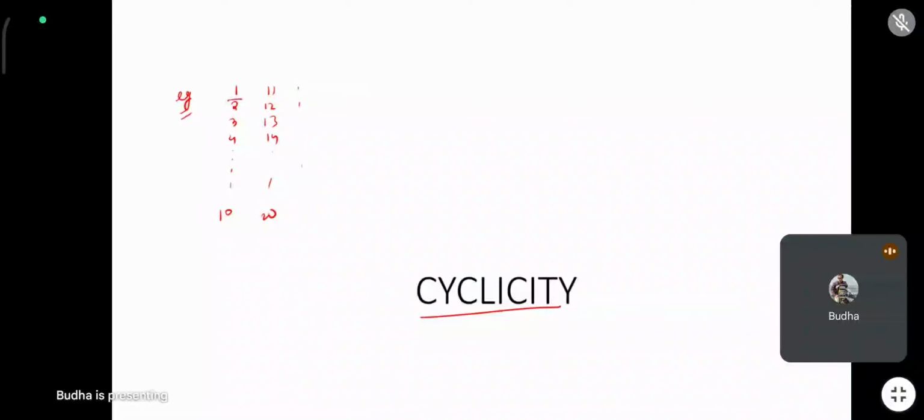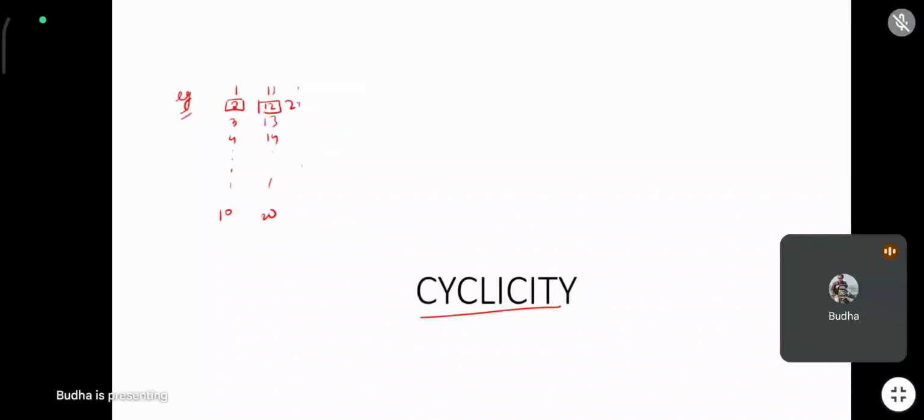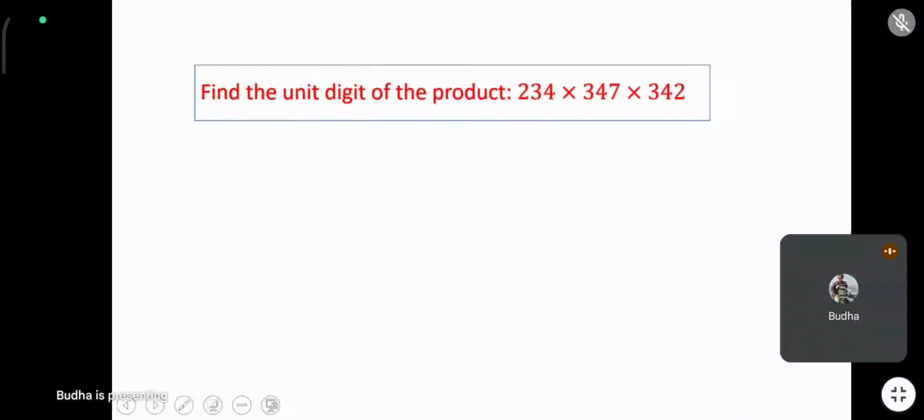So the digit 2 will repeat after every 10 numbers, and after 10 numbers this 2 will come back again. 22, 32, 42, and so on. So this is one type of cycle. We'll study a similar kind of cycle, but not exactly the same. What will that cycle be? Before getting into the cycle, there is one basic thing that you need to understand. This is the beginning of learning how to understand the cycle.